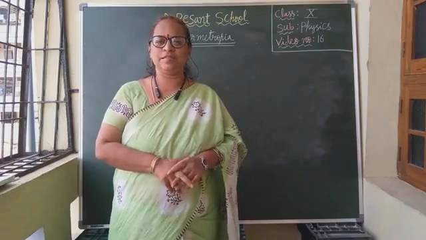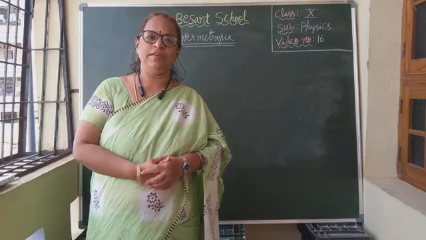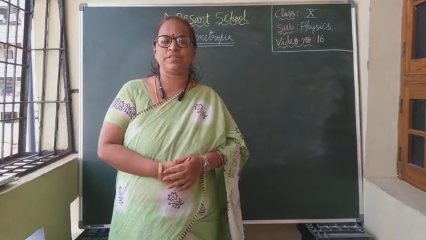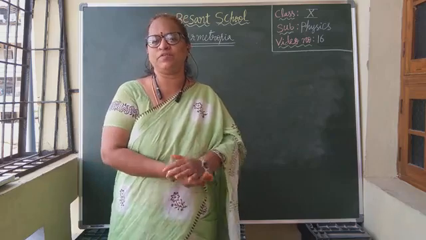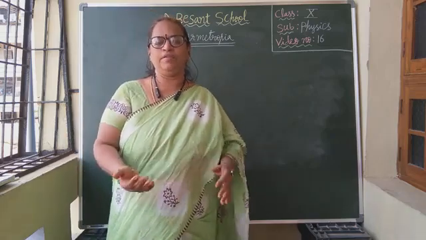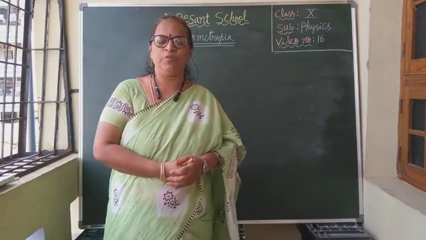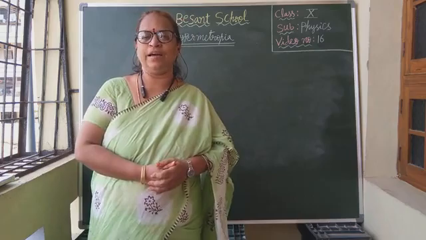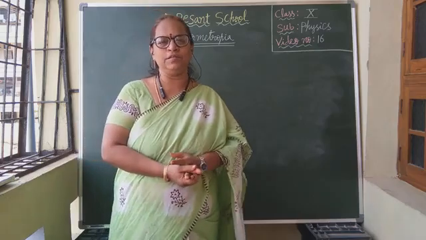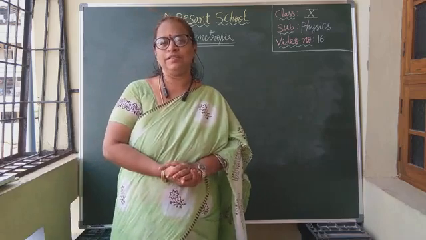We are discussing the human eye and the colorful world, isn't it? We have discussed the least distance of distant vision and angle of vision, and also the structure of the human eye, the main parts like cornea and aqueous humor, iris, pupil, lens, retina, and optic nerves, and what their uses are.